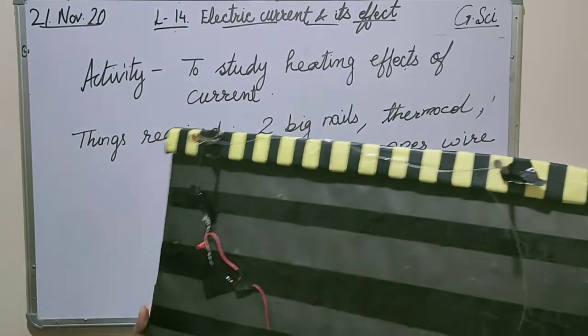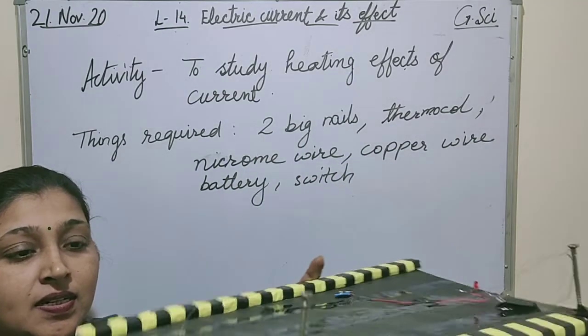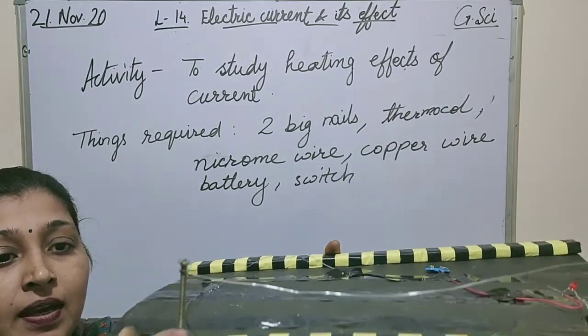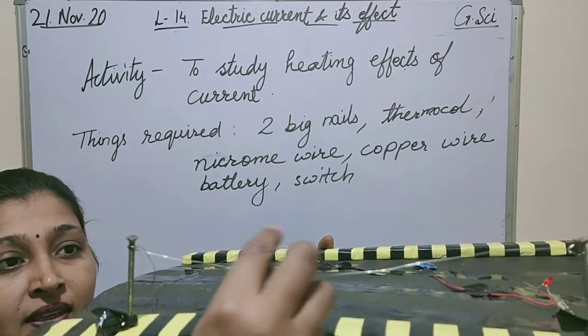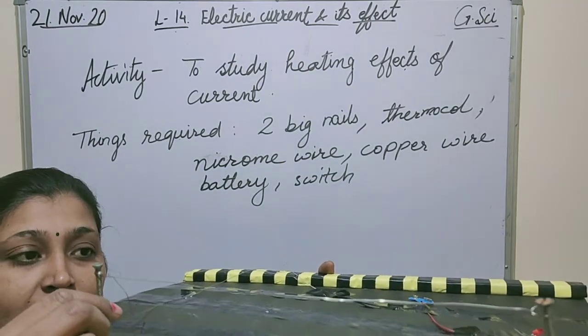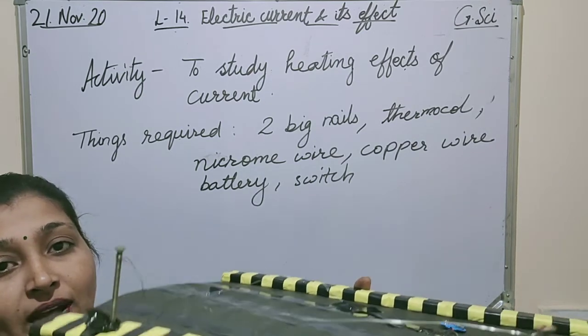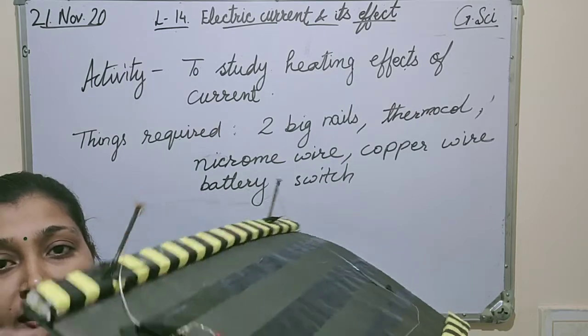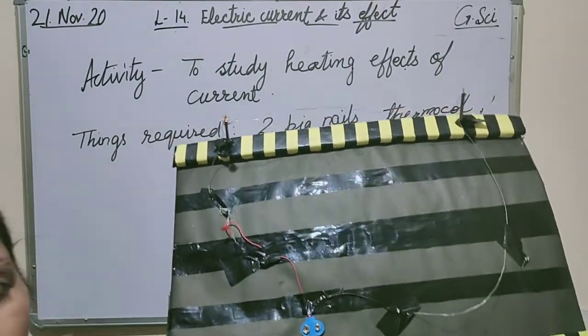I hope this is visible to you. Now children, what is it? It is actually of this type. Can you see the 2 nails? They are attached with a wire. These are the 2 nails, they are attached with a wire, and this wire is called nichrome wire. I have used the nichrome wire here. Now I am turning on the apparatus so that it is visible to you.